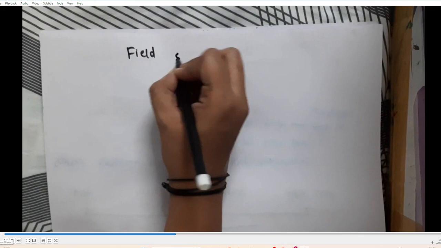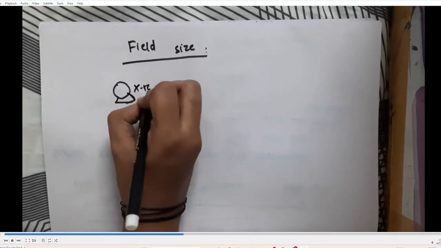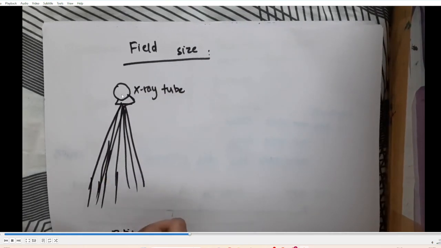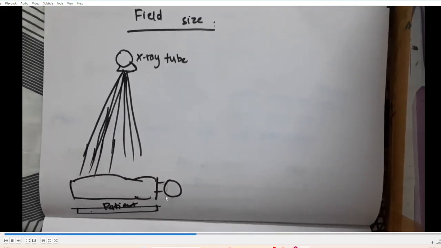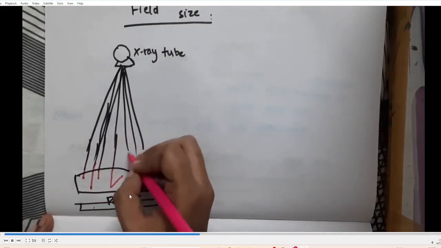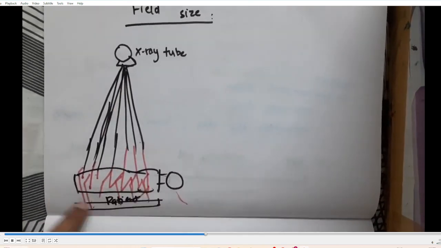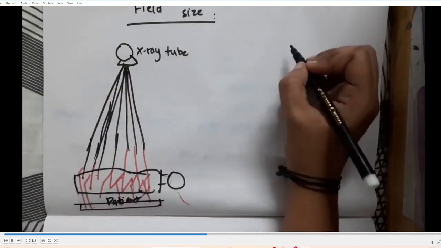First, let us learn about field size. Field size is the most important factor in the production of scatter radiation. This is an X-ray tube. The X-ray tube irradiates the patient. So these are the X-rays, which transmit through the patient. Some of them are attenuated and they produce scatter radiation.